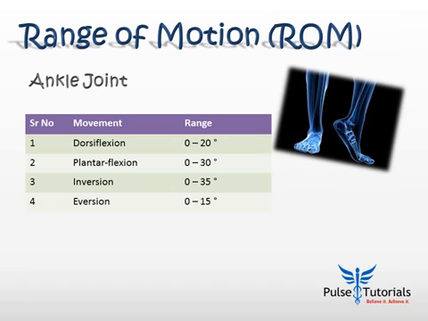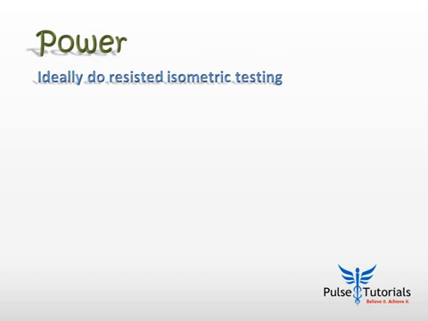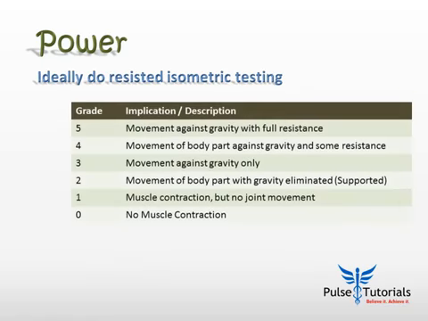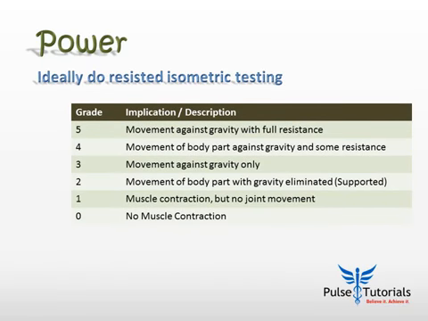Once we are done with the range of motion, we move on to the next topic of our examination, which is PAR. Ideally, we are supposed to do resisted isometric testing, in which we make the joint in a particular position and then we apply the force and ask the patient to resist. We grade it into 6 grades: 0, 1, 2, 3, 4 and 5.